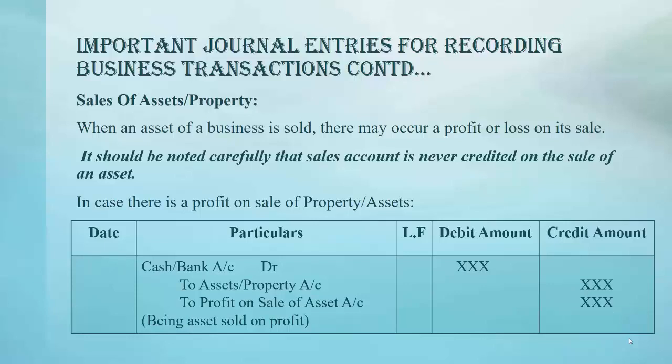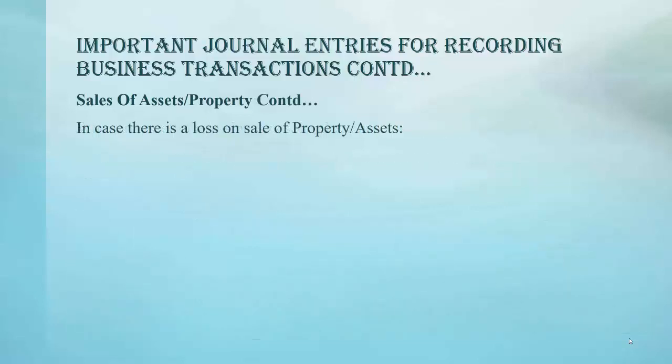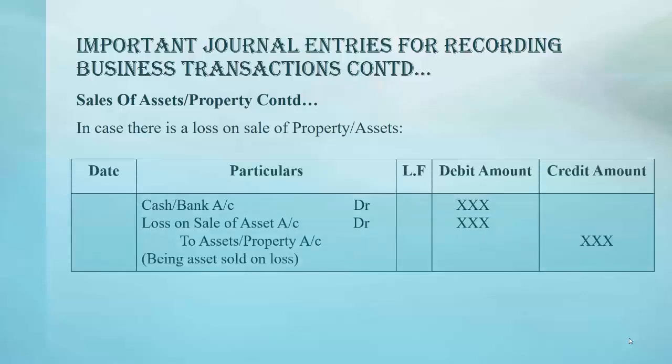Let's have a look at the journal entry if the business suffers loss on sale of its assets. In case there is a loss on sale of an asset, the following journal entry will be recorded, that is, cash or bank account debit, loss on sale of assets account debit to assets or properties account. Here again cash is coming in, so the rule for the real account will be applied on cash account, and loss on sale of asset is a nominal account.